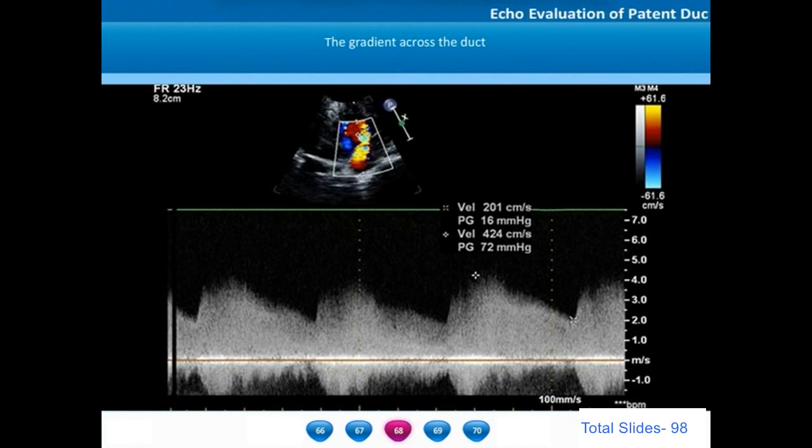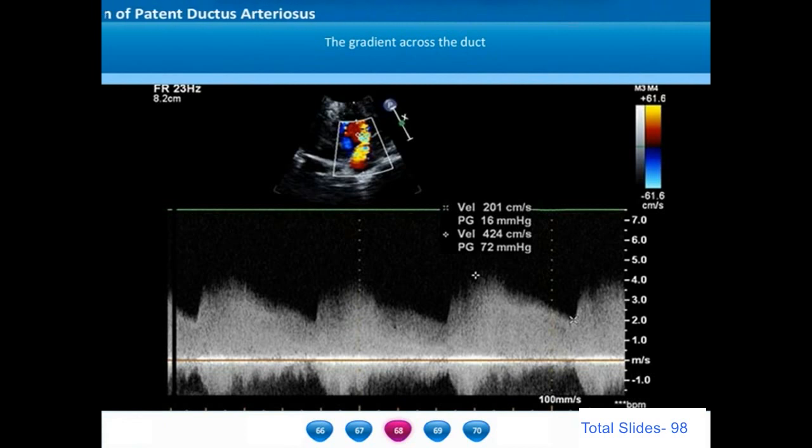When we visualize the end diastolic gradient, we find that it's only around 2 meters per second, which means the pulmonary artery diastolic pressure is only 16 millimeters of mercury less than the aortic diastolic pressure. So if we imagine the aortic diastolic pressure is somewhere around 70 millimeters of mercury, the pulmonary artery diastolic pressure is around 54 millimeters of mercury, which will indicate severe pulmonary arterial hypertension.